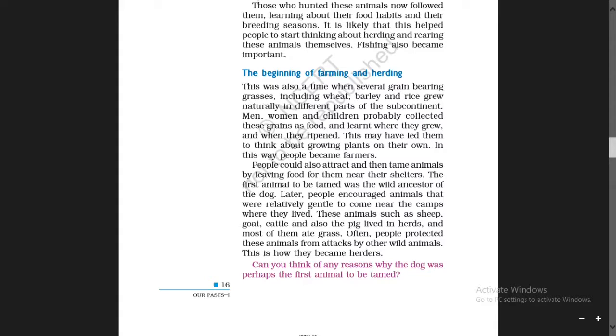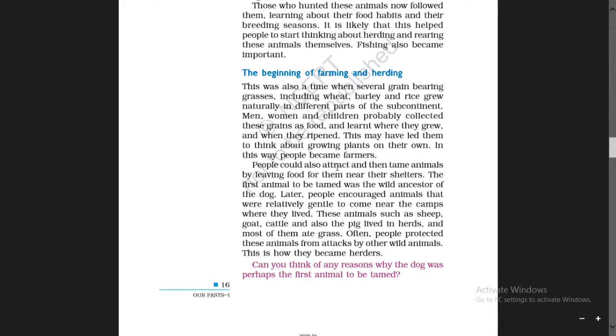In this way, people became farmers. Now, here we learn that in such a way, people became farmers. They learned how to farm, how to grow crops.